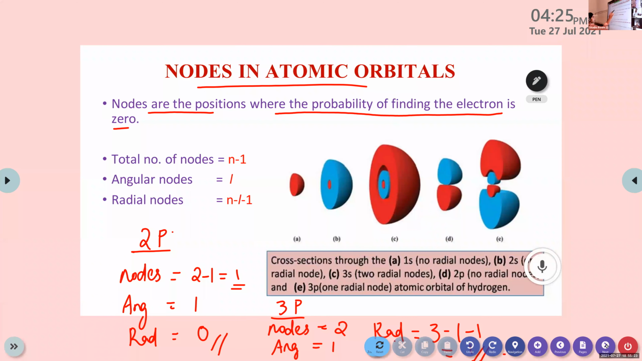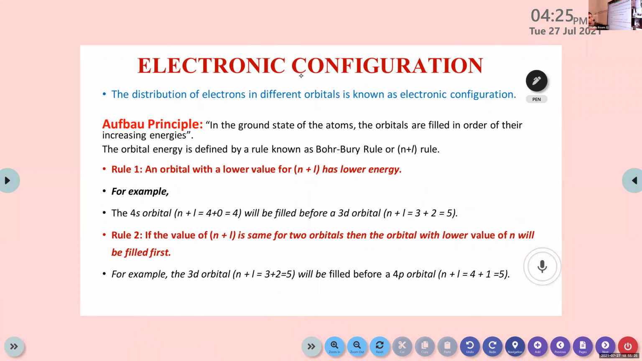Then we are moving to electronic configuration. That means there are certain rules for the filling of electrons in different orbitals. There are certain rules for filling of electrons in its orbitals. So the distribution of electrons in different orbitals is known as electronic configuration.